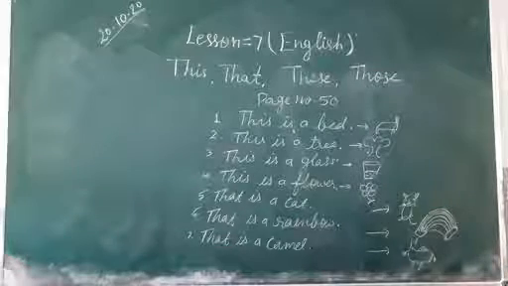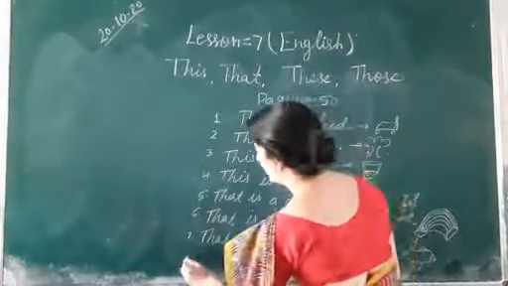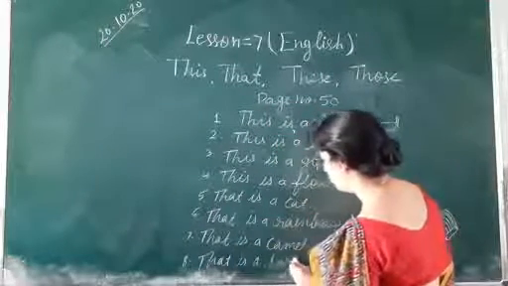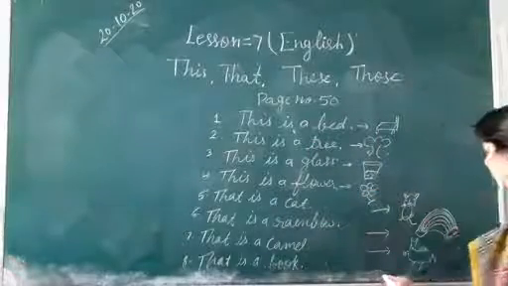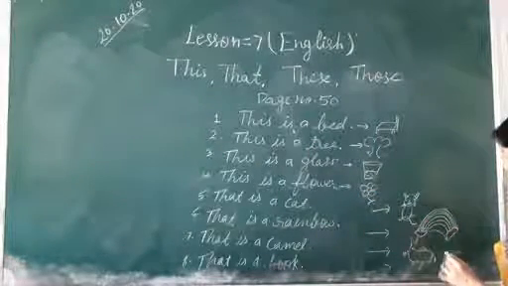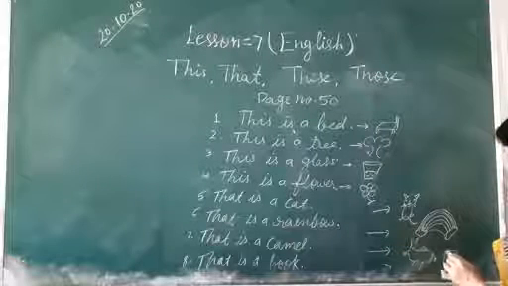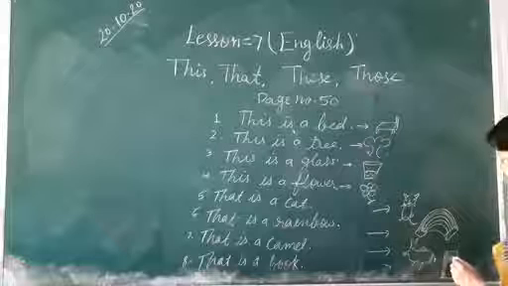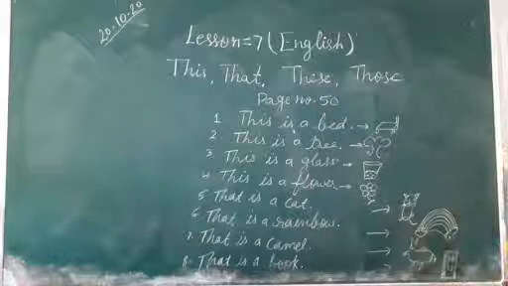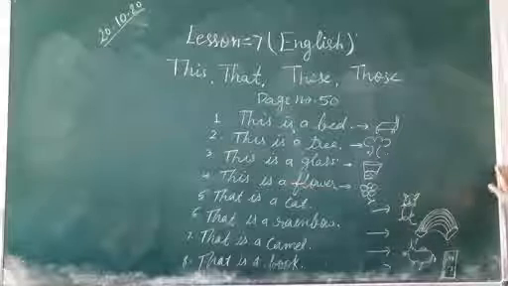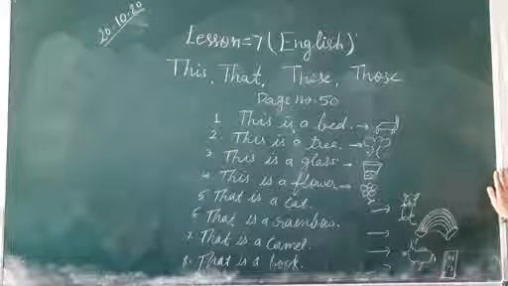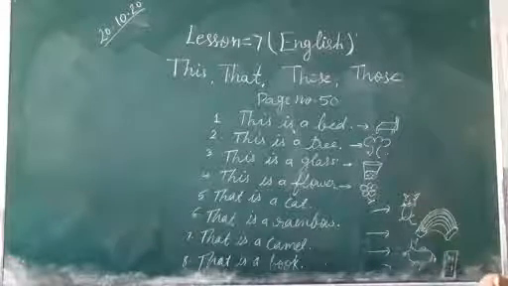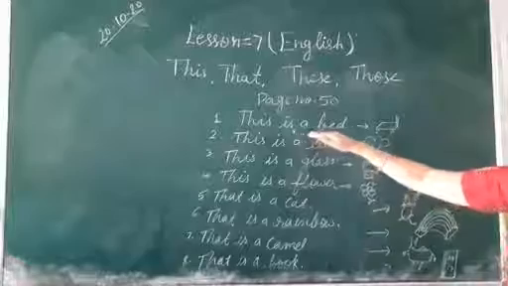A camel. Now that is a book. Book is also far to us, so we can say that is a book. Pictures आप बना पाते तो अच्छी बात है, नहीं बना पाते तो कोई बात नहीं, but these are simple pictures except the camera. So you can see near things.